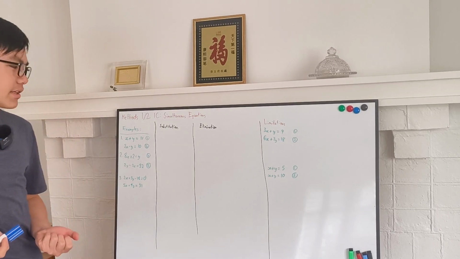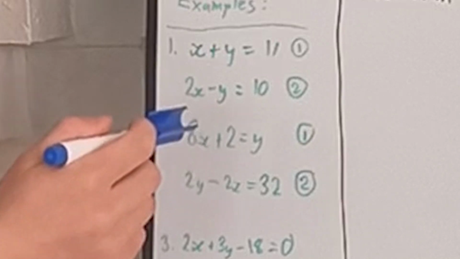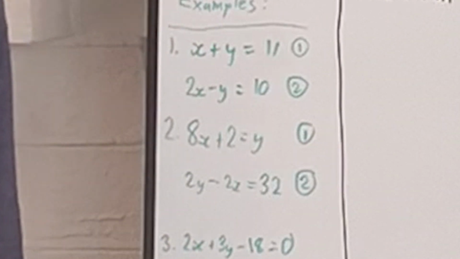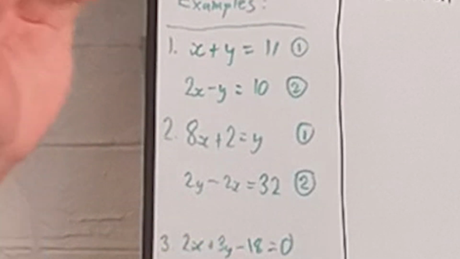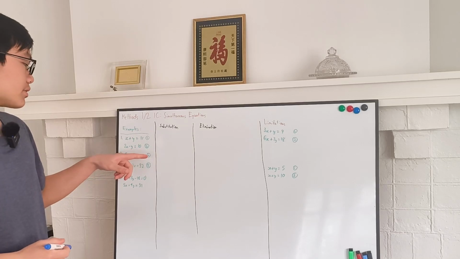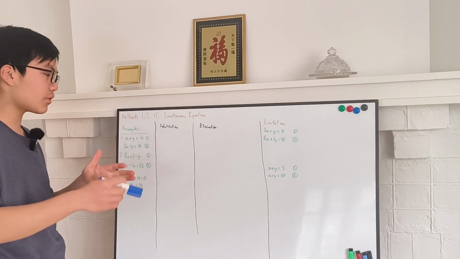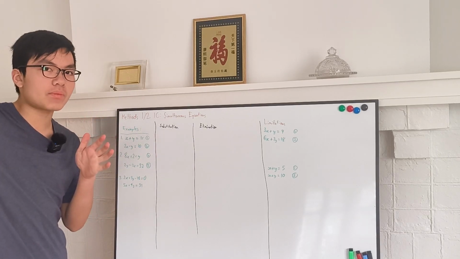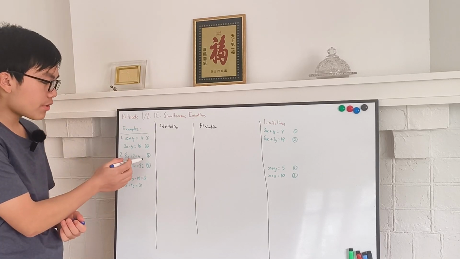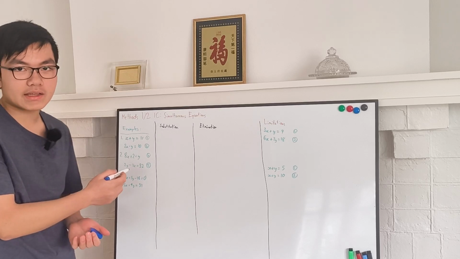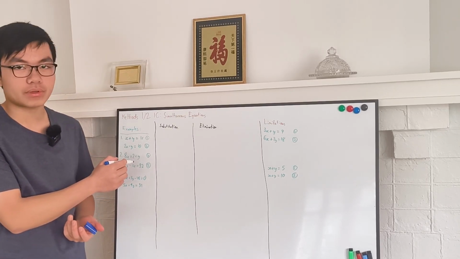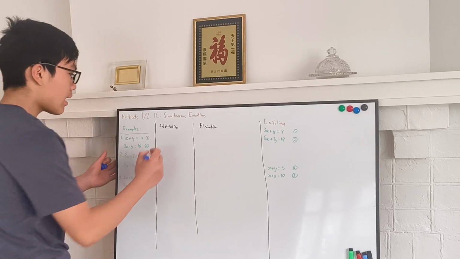Okay, now for the second example: 8x plus 2 equals y, and then 2y minus 2x equals 32. So that's our two linear equations. First, we'll work with the substitution method. Again, we make it so that one of the unknown variables equals something on the other side. In this case, it's pretty simple because the first linear equation already has y equals something: y equals 8x plus 2. So we can just use that.